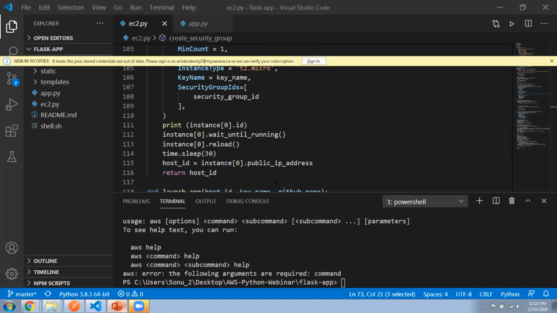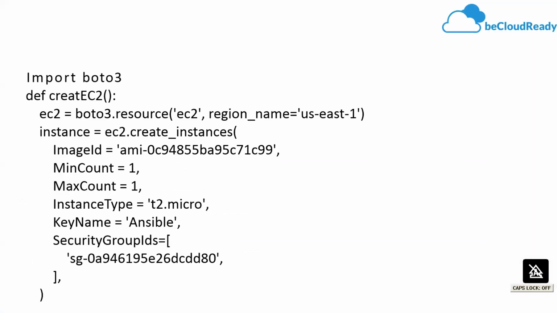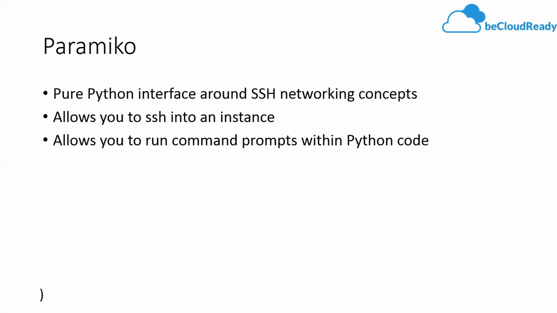Now going back to the PowerPoint, that's only up to the point where it automatically launches an EC2 instance, but that's not all we want. We want to launch the EC2 instance as well as launch our Flask app within the instance. The way to do that is by using the Paramiko library. The Paramiko library is a pure Python interface built around SSH networking concepts. Basically it will allow you to enter the instance within your Python code, and it will allow you to run command prompts within the Python code.